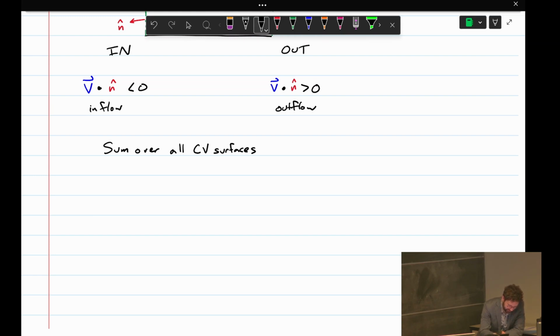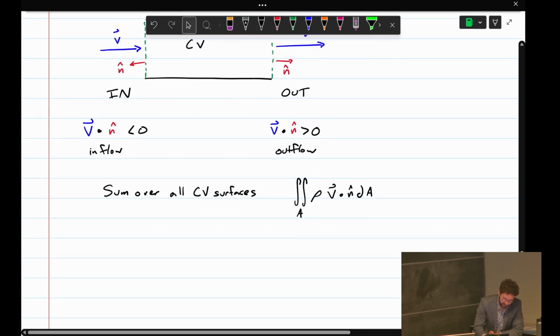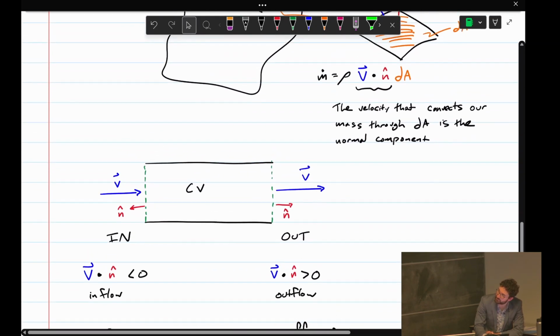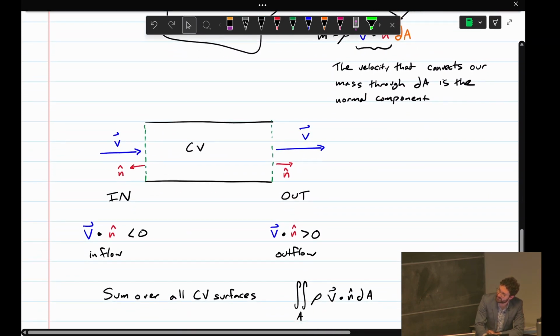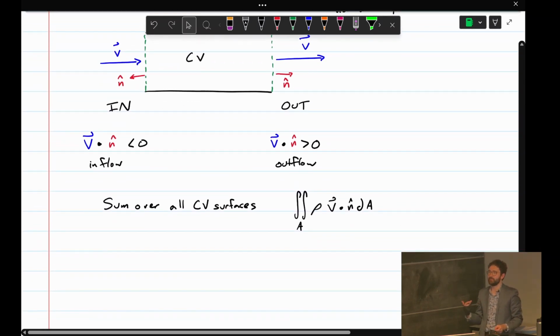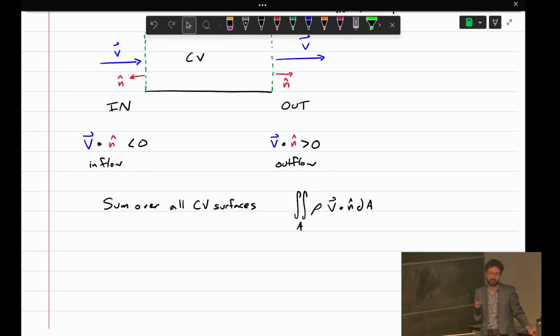So this would give us, here, let me do this. The area integral of rho v dot n dA. I just took that small mass flow rate from up there, rho v dot n dA, and I put it in an area integral, meaning I'm going to do that integration over all the surfaces. And in the cases that we'll analyze, this is going to be much simpler than doing a double integral.